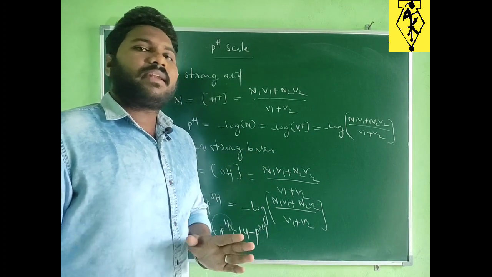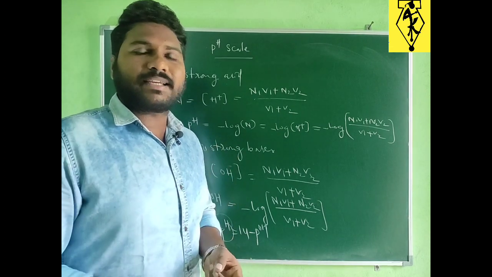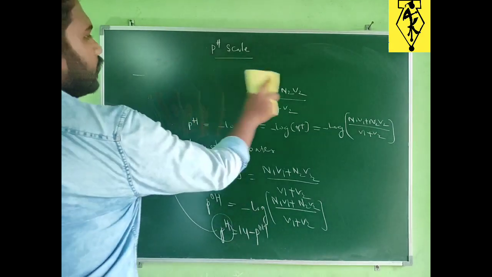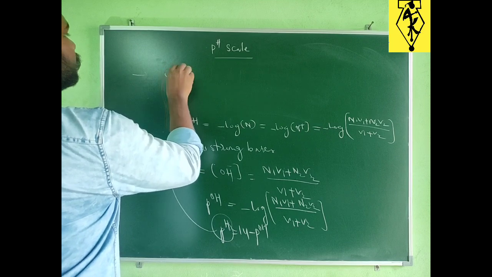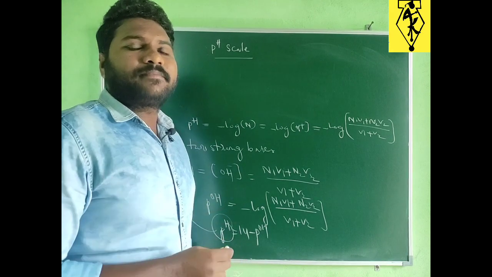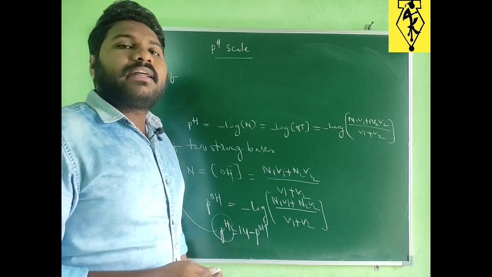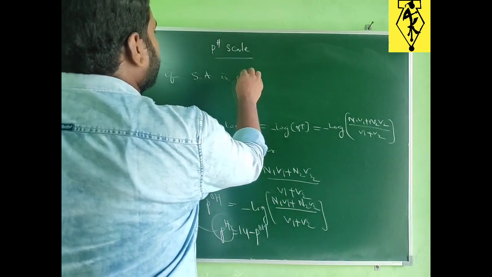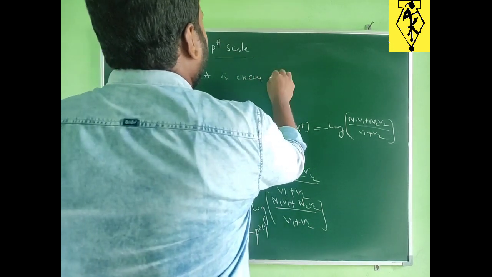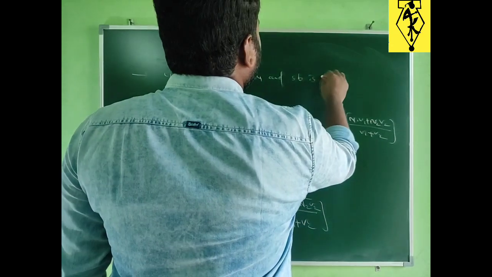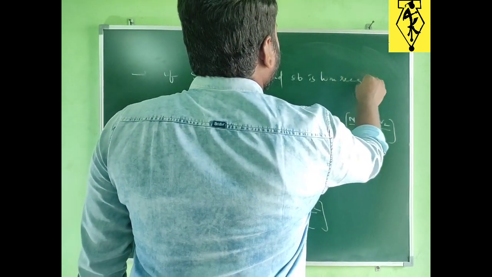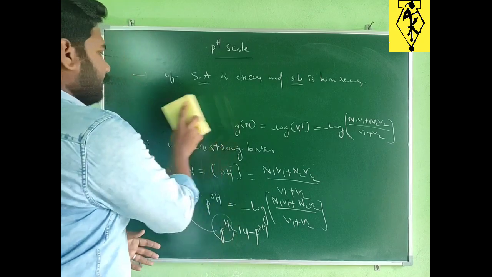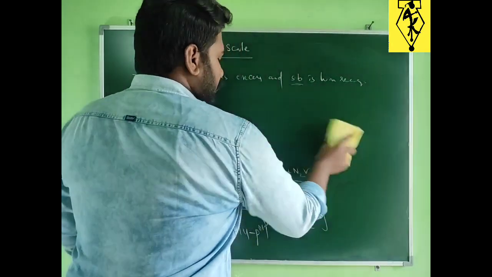Or else, if they have given both a strong acid and a strong base, then how do we calculate? For suppose the strong acid is the excess reagent and the strong base is the limiting reagent. Limiting reagent and excess simply mean that one is in large quantity and the other is in small quantity, with respect to that equation.